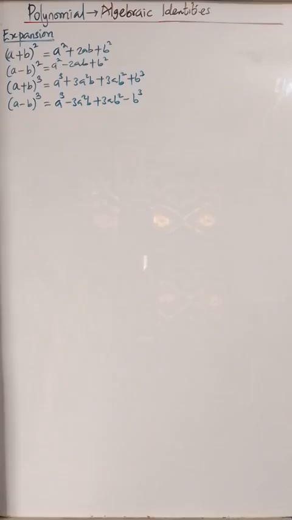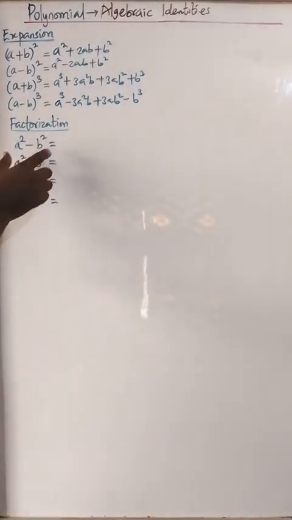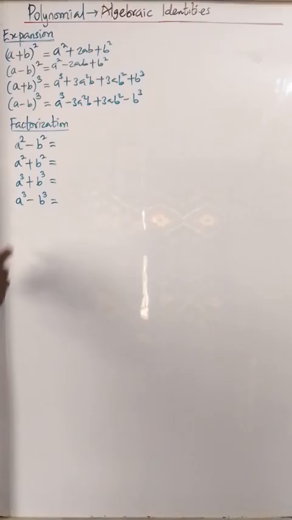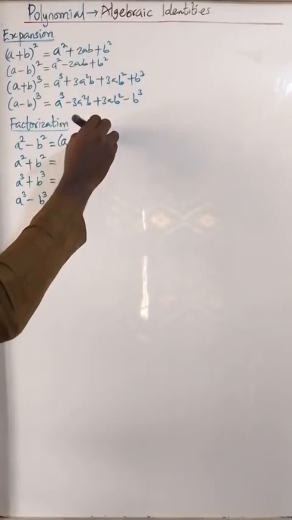Let's go for the factorization formula. So we have difference of two squares, sum of two squares, sum of two cubes, difference of two cubes. So what will the answer for this? The answer is a minus b, a plus b.